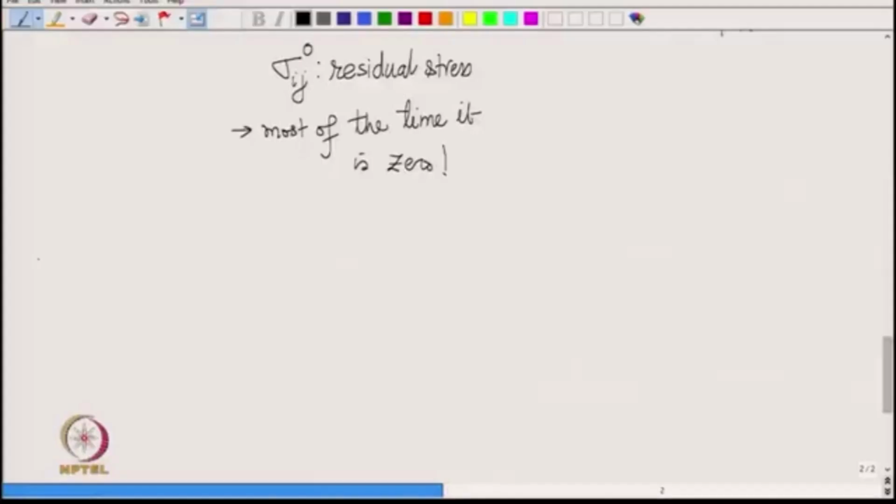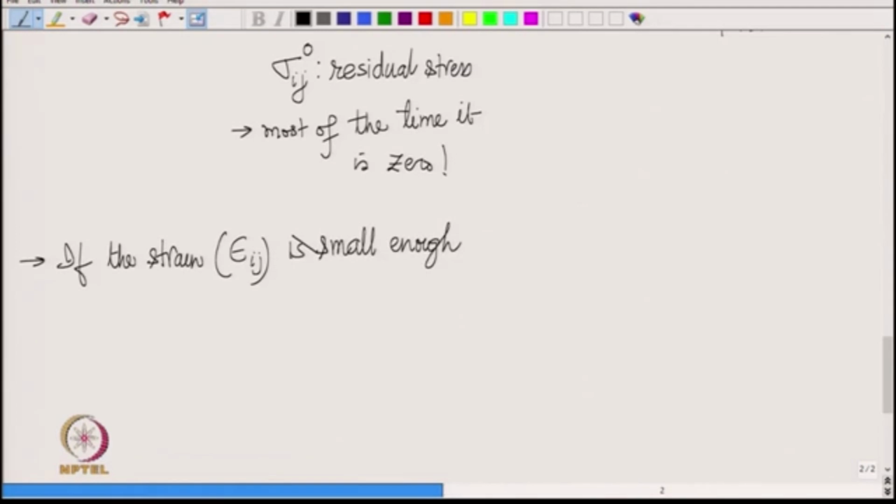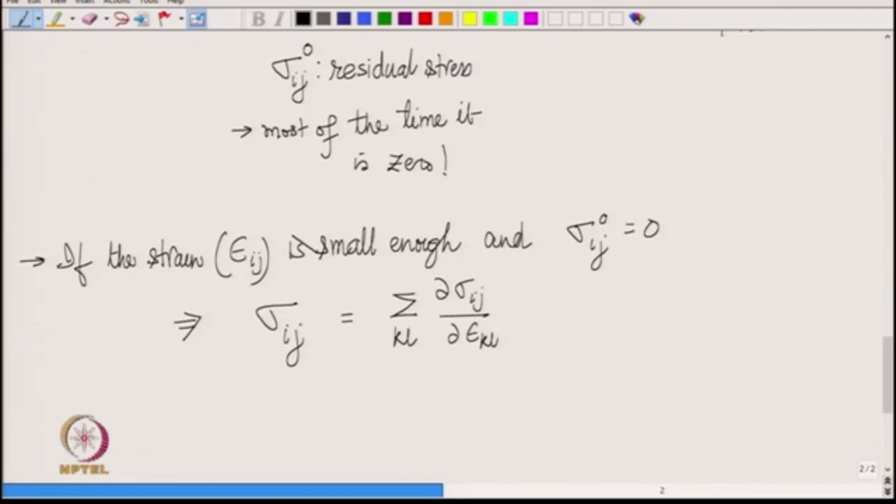So, we can write that if the strain is small enough, and sigma ij naught is also equal to 0, then we can write sigma ij as summation over k L of del sigma ij over del epsilon k L times epsilon k L. And you have two summations here actually. One is over k going from 1 to 3 and then L also going from 1 to 3. So, we have a linear relation.